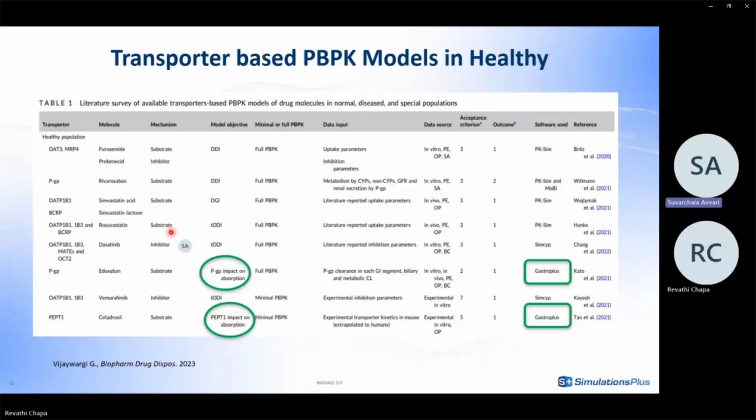And this slide presents a summary or glimpse of the latest literature references where such models were applied using different software, and the highlighted references here are the studies where GastroPlus was used in the model development. So if you see here the study by Cato et al, the molecule that they have investigated is edoxaban, and they looked at the impact of PGP on the overall absorption. And for this drug, cefadroxil, they have looked at the impact of peptide-1 transporter on the absorption of this molecule.